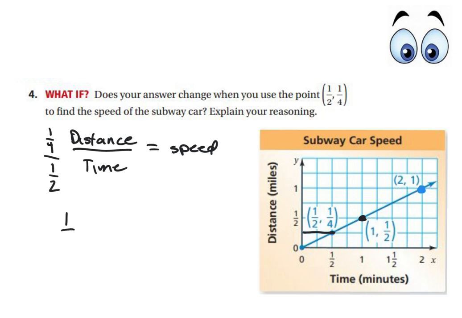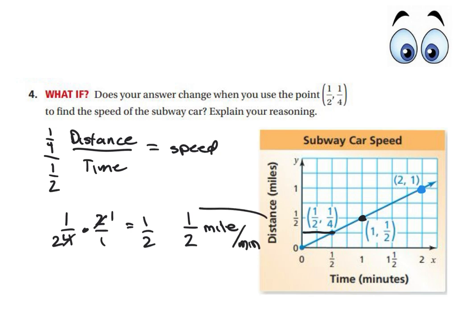1/4 divided by 1/2 is the same as 1/4 times the reciprocal, which is 2/1. Cross simplify, and you get 1/2, which is 1/2 mile per minute. So it doesn't change it at all. And the reason it doesn't change is because our function is linear, so it's got a constant rate of change.